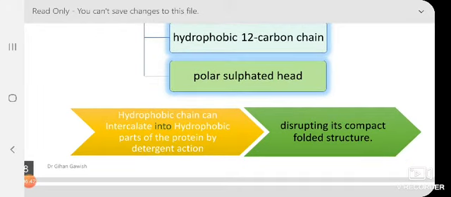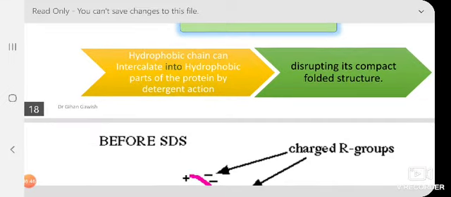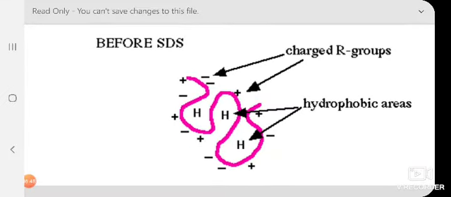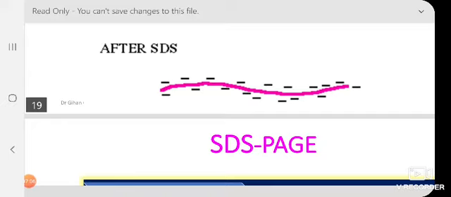So how is SDS actually causing the denaturation? This is the way. Before the SDS treatment, the protein was folded, and negative and positive charges were all distributed. You know, the hydrophobic areas and the charged functional groups are present. Now after we treat with the SDS, everywhere it is negatively charged. So the protein shape also gets changed.